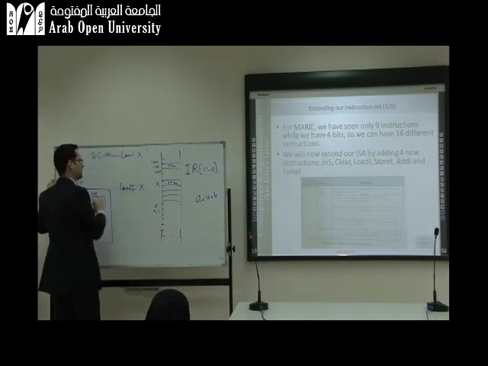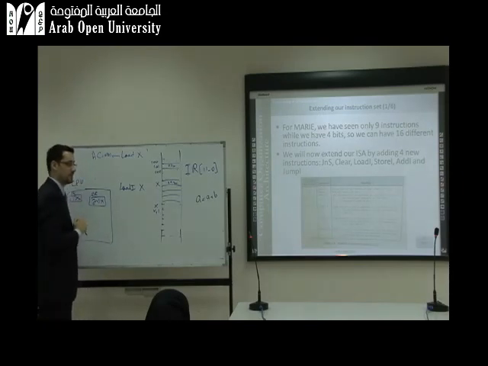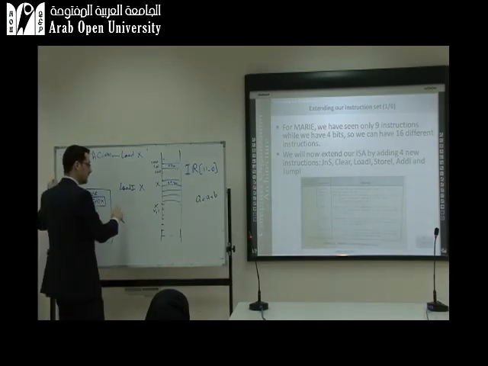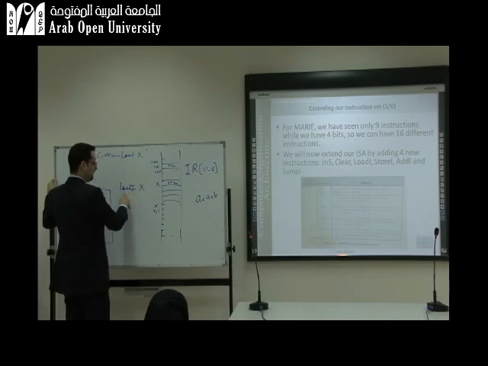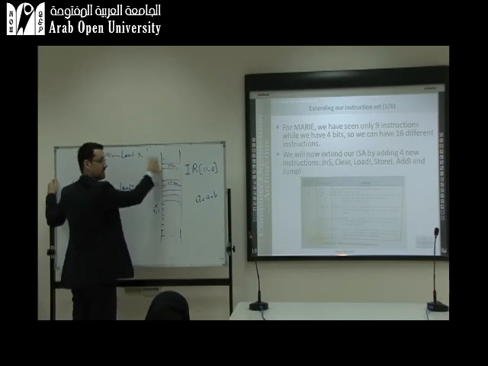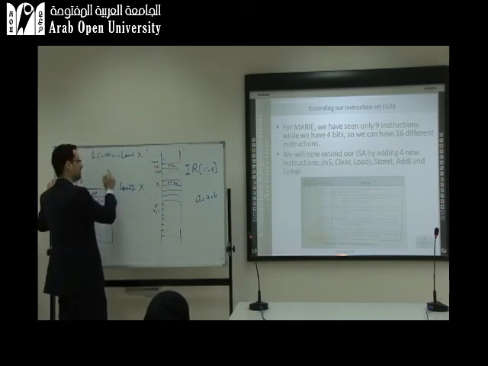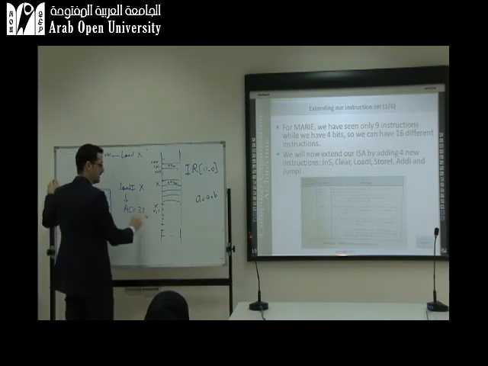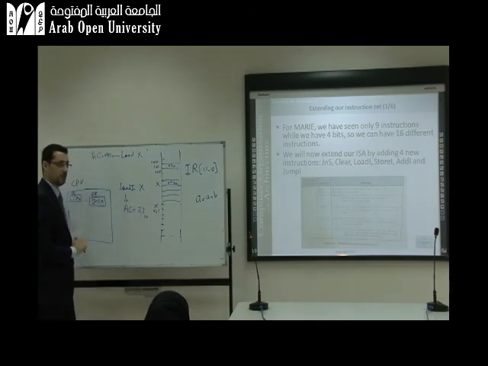We will add 0 because the accumulator is 16 bits. If we have load indirect X, it goes to address X, reads the address, the real address of the operand, goes to 101, reads this value and stores it in the accumulator. So what will be stored in the accumulator here is 23 in decimal. Same for all others.